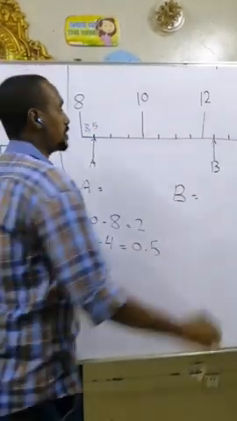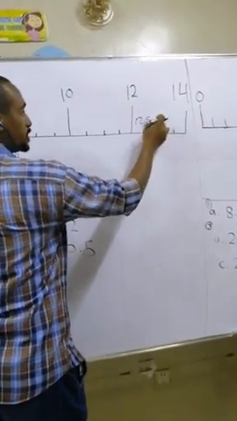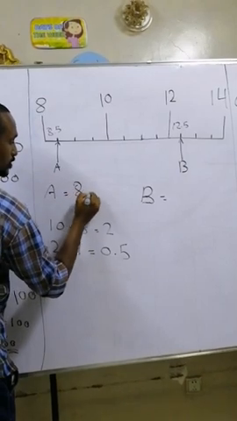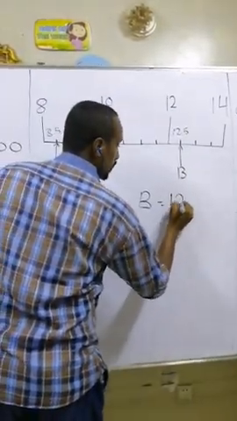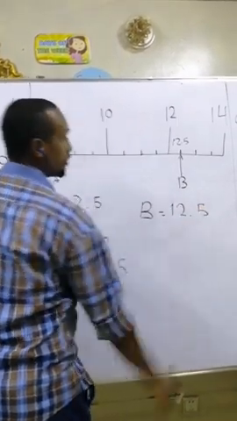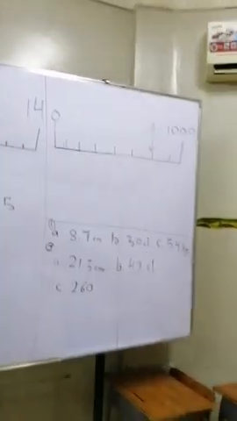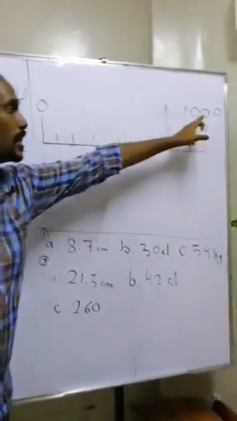After 12, it will be 12.5, 13, 13.5. That means A equals 8.5, B equals 12.5.